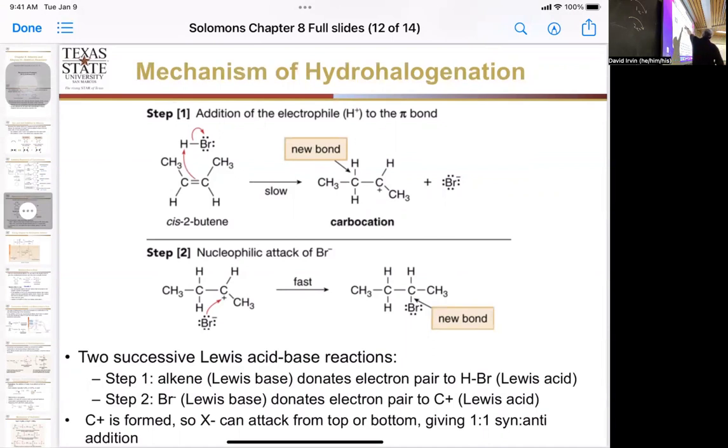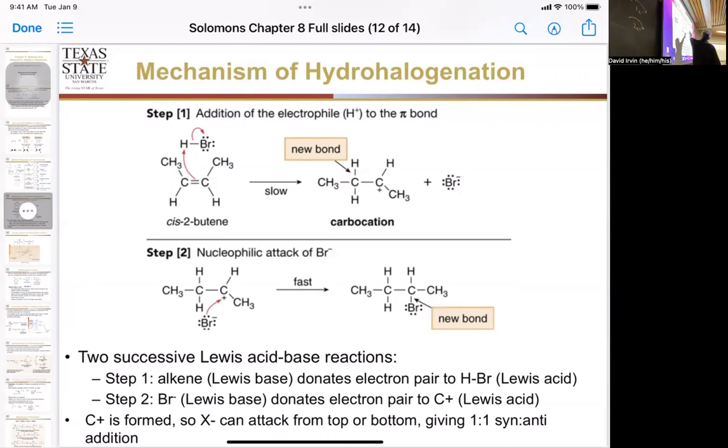So we're going to have our electrons from our double bond come up here to the hydrogen. The electrons that form the sigma bond between the hydrogen and the bromine go up to the bromine, turning our bromine into the new nucleophile. Okay, so not once a nucleophile, always a nucleophile. It changes based on your electronic structure.